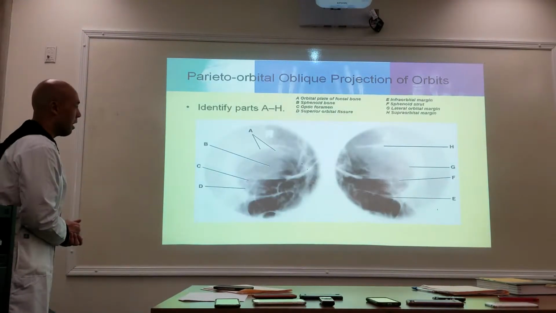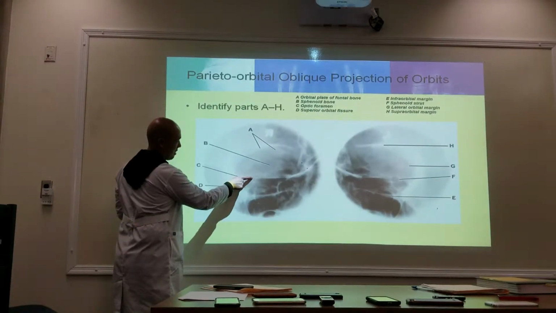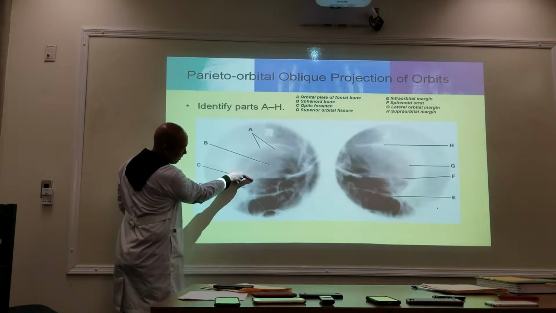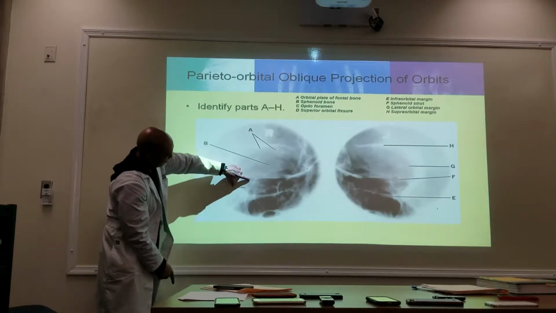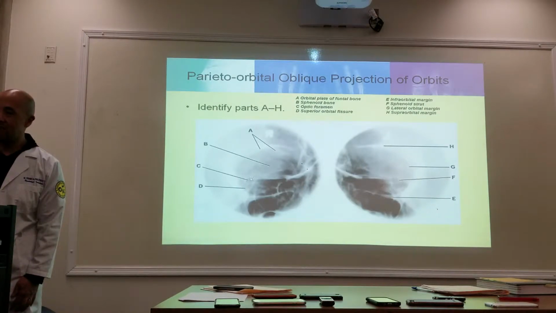So if you get a properly positioned Reese, there's the optic foramen right there. There it is. And what's that little bone right there? Okay. Yeah, so we are looking at the optic foramen, and then we're also looking at this, which is the strut. This is the strut, the sphenoid strut.